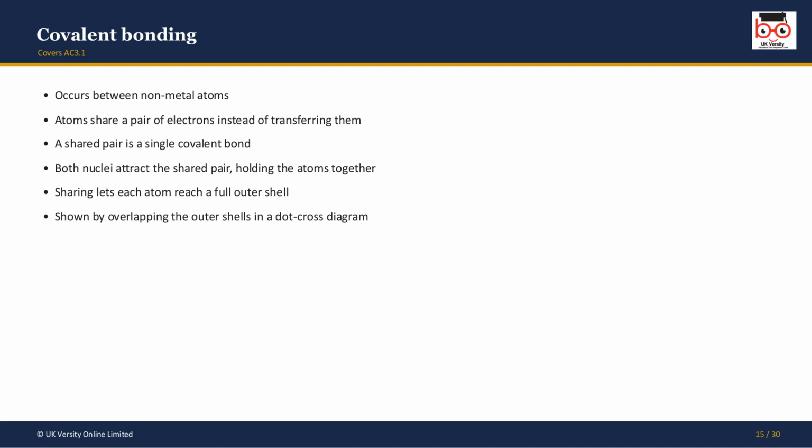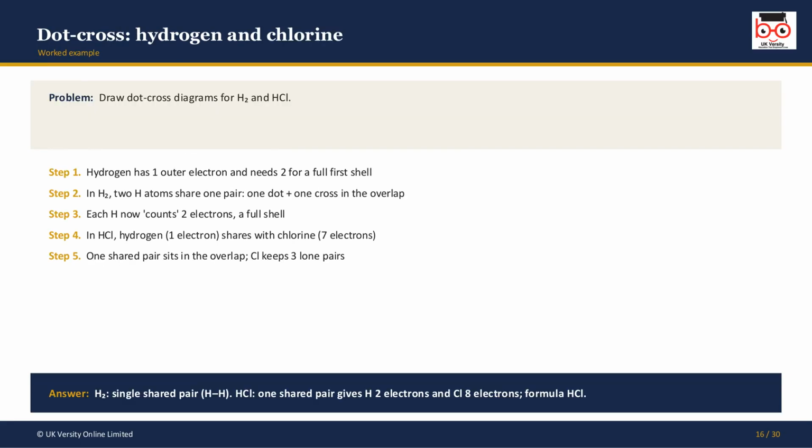In a dot-cross diagram, we show this by overlapping the outer shells of the two atoms, with the shared pair sitting in the overlap. Let's draw hydrogen and hydrogen chloride. Hydrogen has one outer electron and needs two for a full first shell. In a hydrogen molecule, the two atoms share one pair, one dot and one cross sitting in the overlap. So each hydrogen now counts two electrons, a full shell.